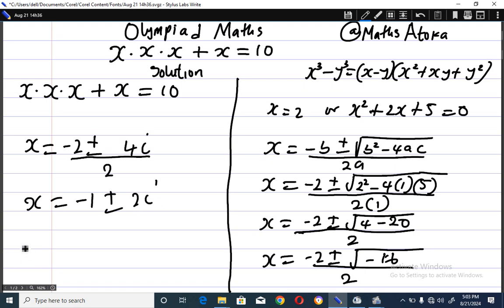So the three answers are x is equal to 2, which we have already gotten, and then the next answer is x is equal to minus 1 plus 2i, and then the last answer is minus 1 minus 2i. So that is that for that.